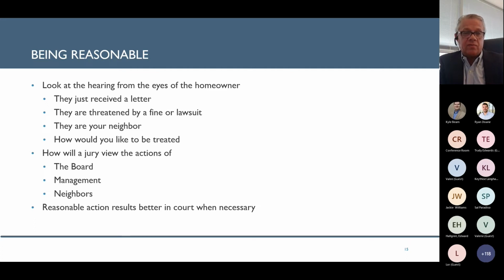So the lesson here is you've got to try to be reasonable. You've got to think about, if something looks like it's heating up into a real dispute, how is this going to play out in court? Can we show that we've been reasonable?